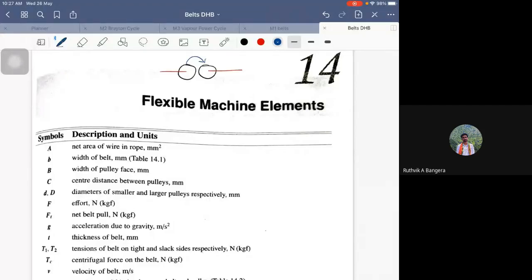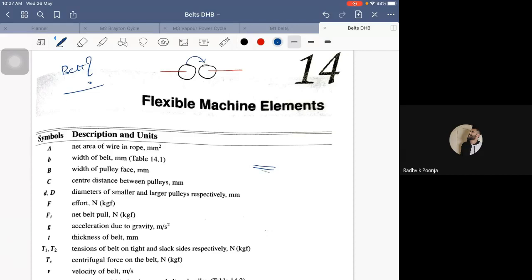Then why do you require a belt? Why do you require a belt? Because already there was a gear system. You can use the gear for it. No. What is the need of a belt? No wear and tear. No wear and tear. Okay, it can be considered material to material rubbing.